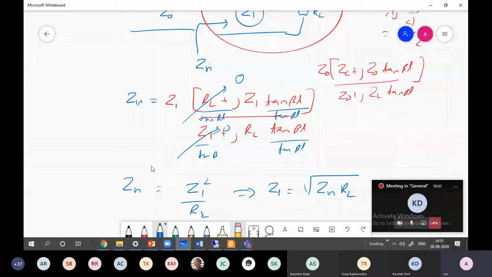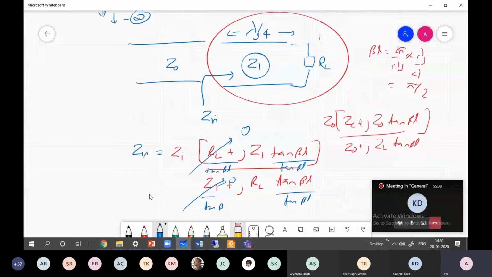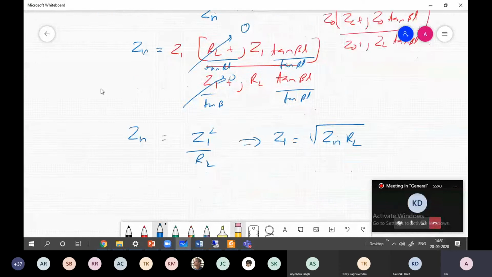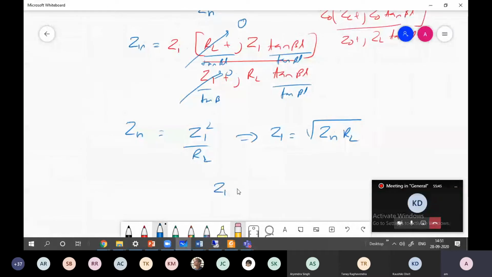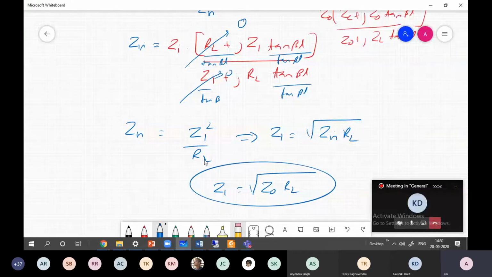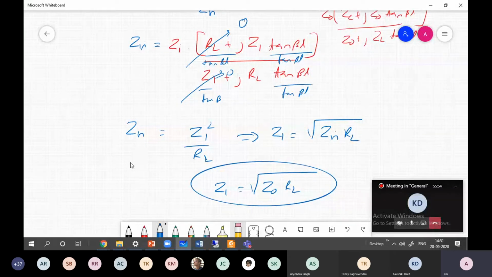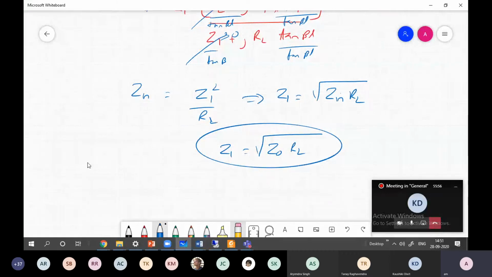Now Zin, so what do we want? Zin should be equal to Z naught. So what we have is Z1 equals square root of Z naught into RL. In this way you can do the matching for the resistive load.